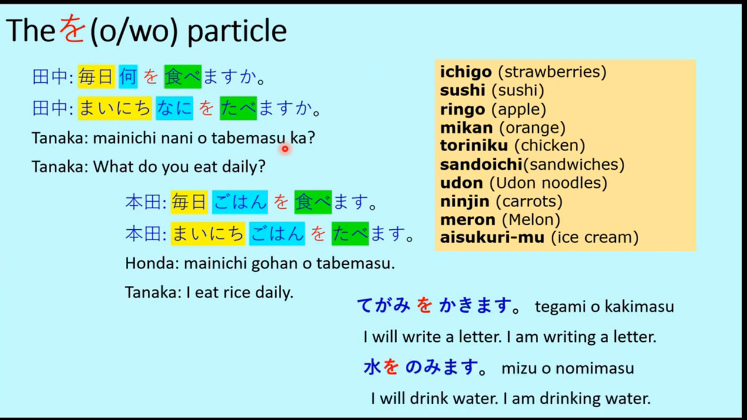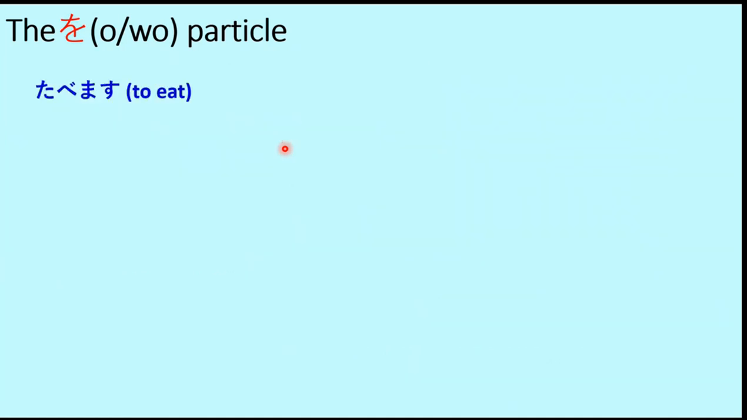Mizu o nomimasu, I will drink water, or I am drinking water. Mizu o nomimasu. Mizu o nomimashita, I drank water. The past tense. So in this way, you can replace these objects and the verbs, connecting them with the o particle, and you can practice different examples. Let's move forward. Let's look into a little more detail.